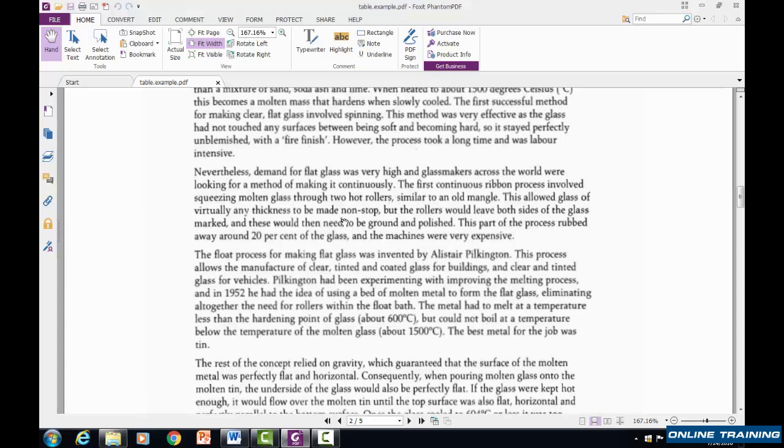"It will leave both sides of the glass marked. And these would need to be ground and polished." So the glass was marked. There's the answer right there. M-A-R-K-E-D. Marked. All right, so you see for this one, it went in order. In the first paragraph, we had the information for the first one, the spinning process. And then in the next paragraph, we had the information for the ribbon process. So it went in order. And like I told you, for the most part, that's what it's going to do, except for sometimes we have an exception. All right? So that's our first look at the example for a table question.